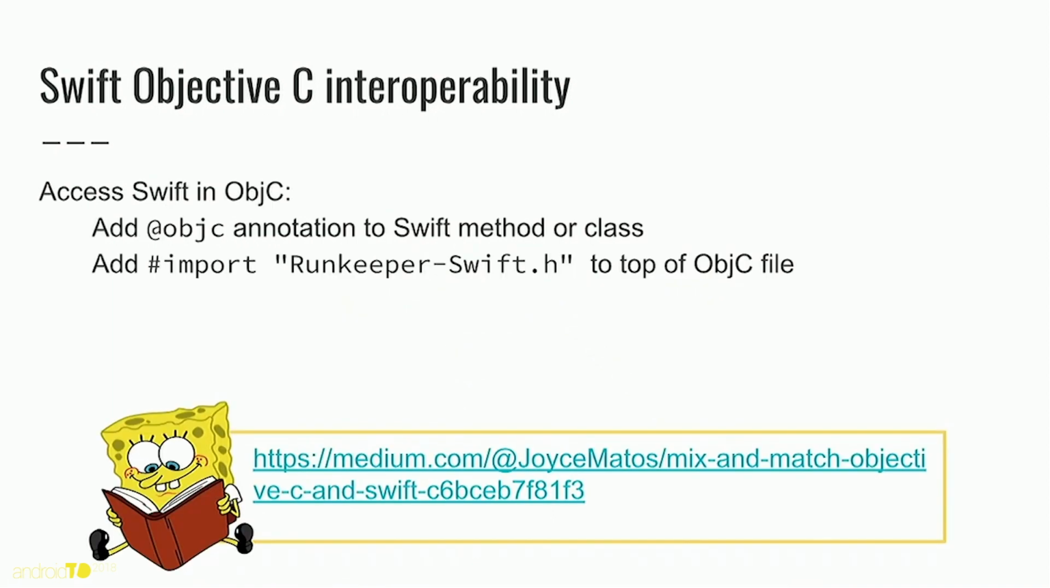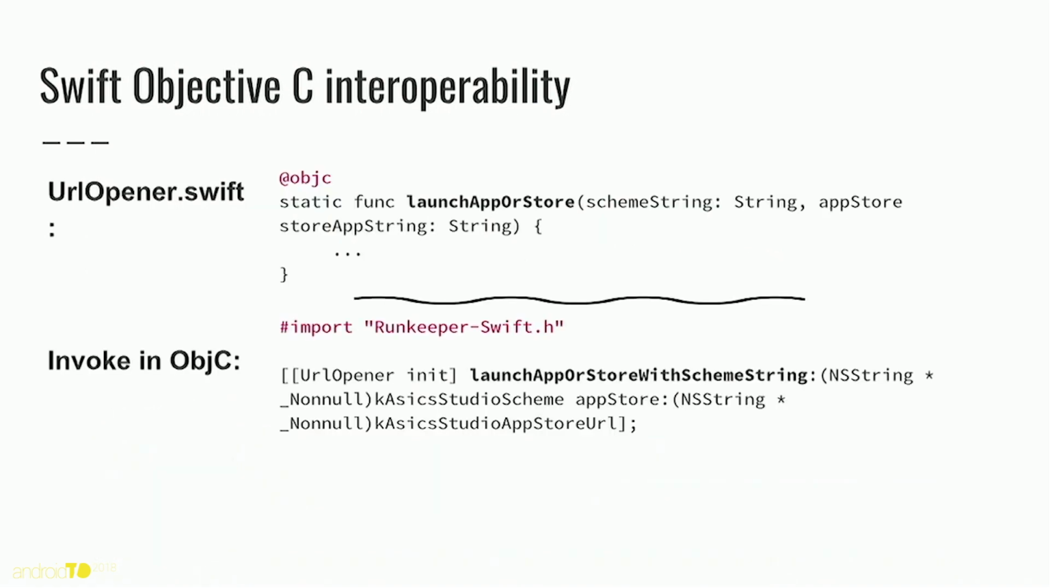On the flip side, if you want to use Swift classes in your Objective-C, you need to expose your Swift classes or methods with an @objc annotation so that your Objective-C classes can access them. Then in your Objective-C classes, you need to import the generated file. In our case, it's runkeeper-swift.h. You want to import that into every one of your Objective-C classes that needs access to Swift classes. I have a link that describes it in more detail there.